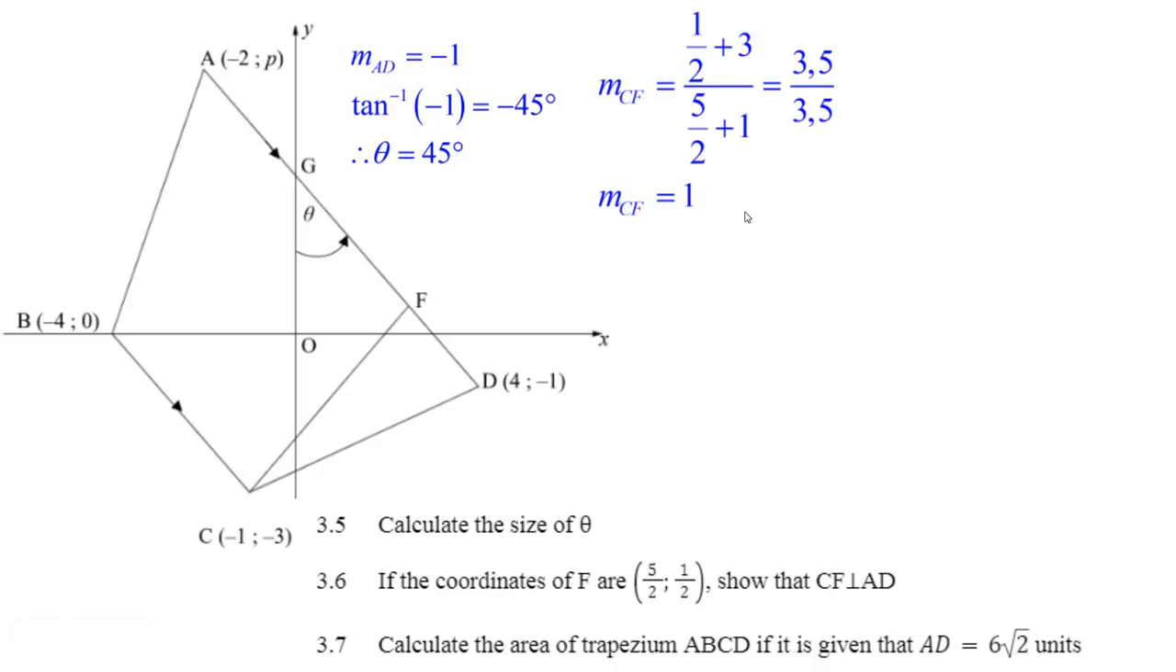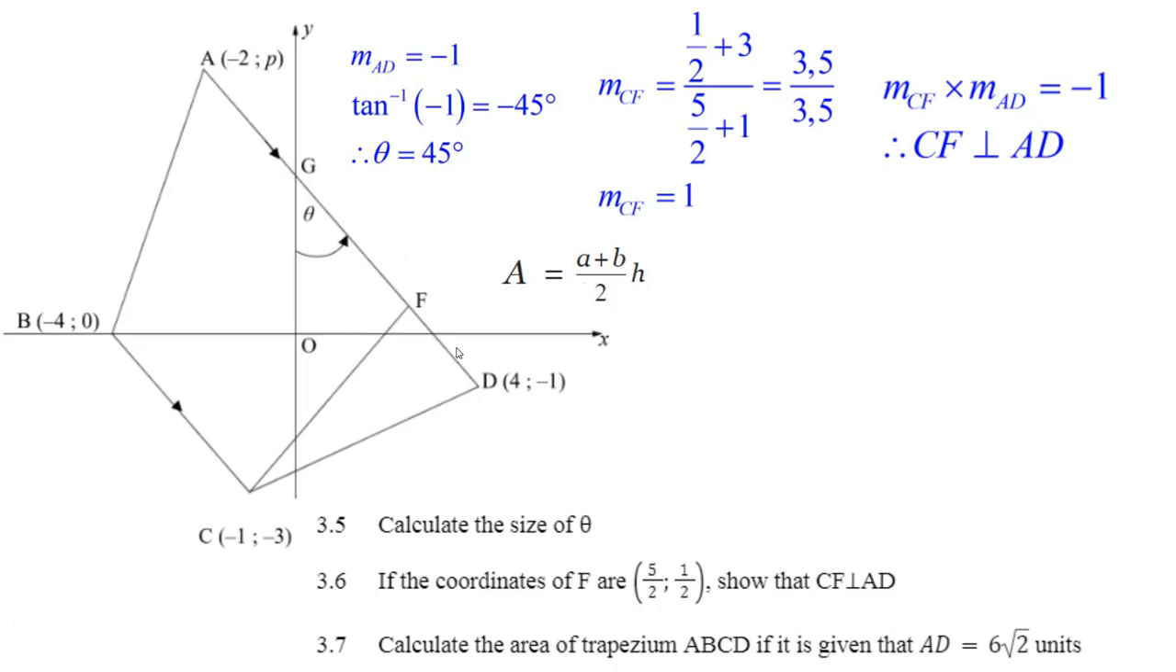Well, all you got to do is find the gradient. So you go 1/2 minus 3, the change in y, over 5/2 minus 1. And you get 3/2 over 3.5 over 3.5, another 3.5. When you divide those two, you get 1. And hey, 1 times -1 equals -1. And that's a condition for making two gradients perpendicular to each other. So CF is perpendicular to AD. That means that CF is the height of this trapezium.